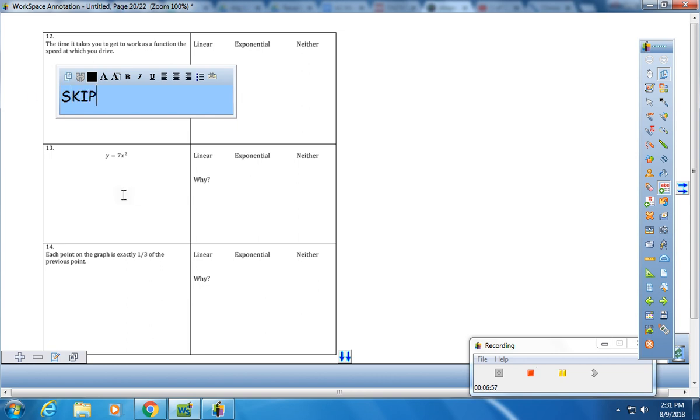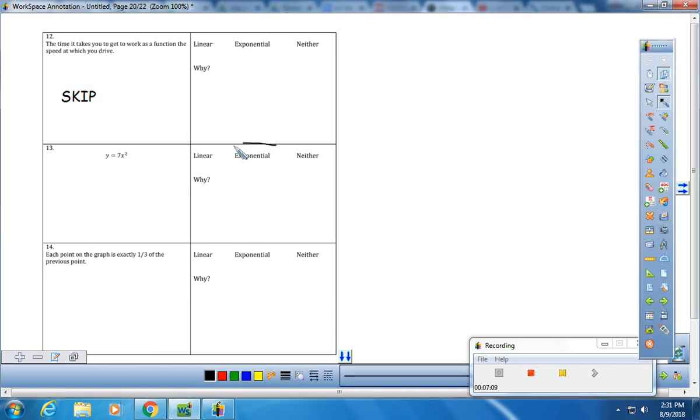All right. y equals 7x squared. That means we start at 7x squared. This would be exponential. No, I'm sorry, this would not be exponential. This would be neither. This would be quadratic, and we haven't got into that yet.